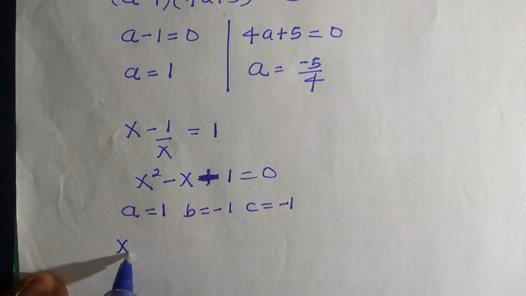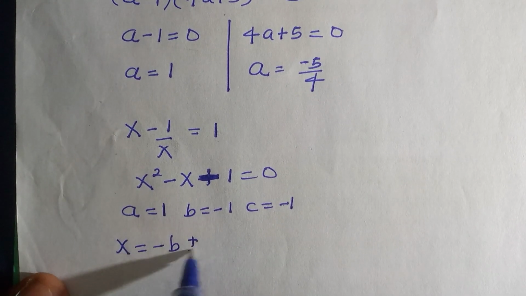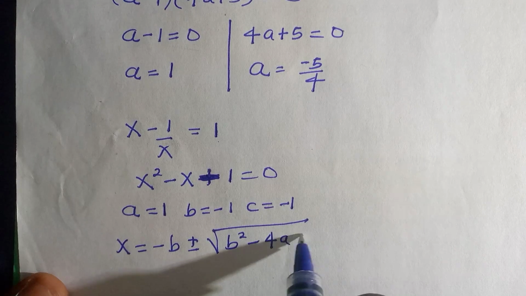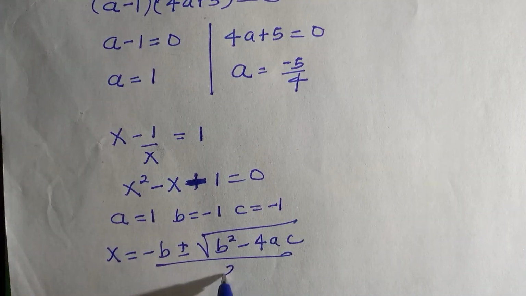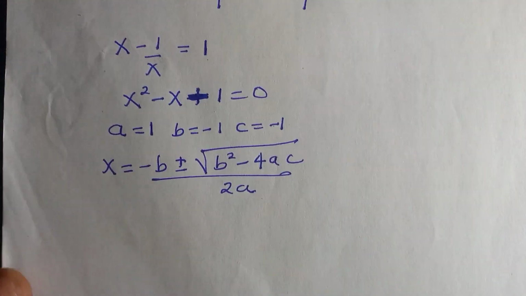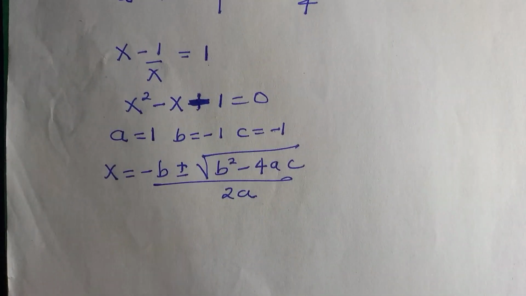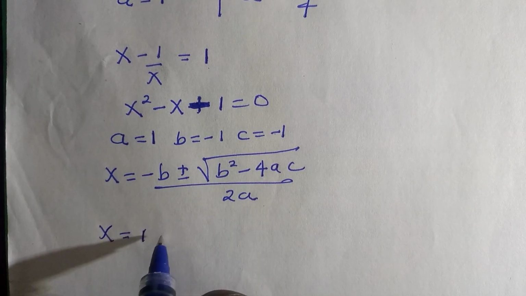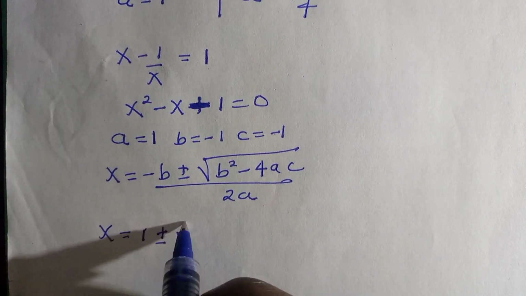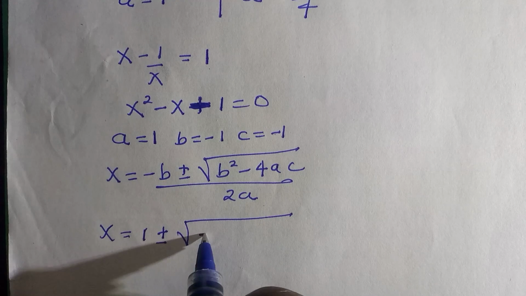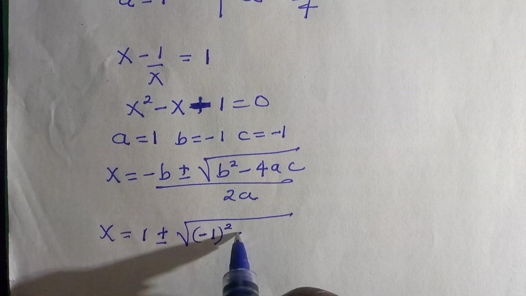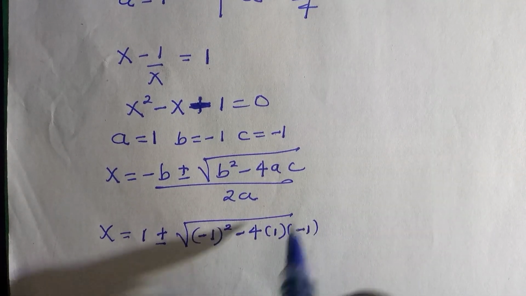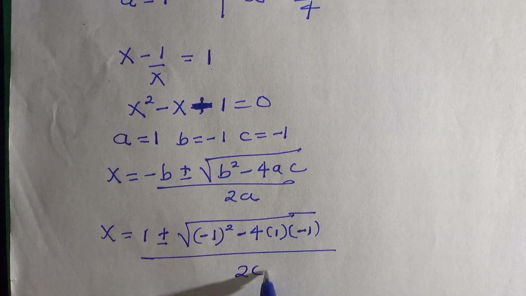The formula is x equals minus b plus or minus the root of b squared minus 4ac, divided by 2a. So I'm following the letters I used. If you use any other letters, you make sure that it reflects here. So let's start to input the values. You have minus b as 1, plus or minus the root of minus 1 squared minus 4, where a is 1 and c is minus 1, everything divided by 2 times 1.